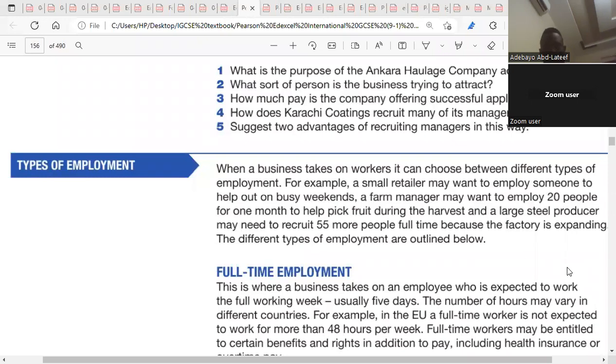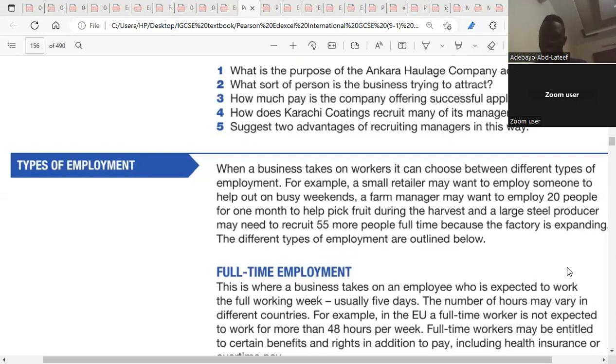So, what is employment? Employment means someone is engaged. That means you have engaged someone. That is employment. You have been employed. You have a job. So employment comes between the employer and the employee. The employer is the company giving the job out. The employee is the person taking the job.